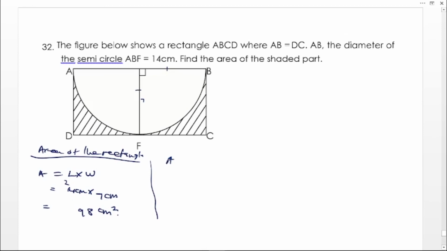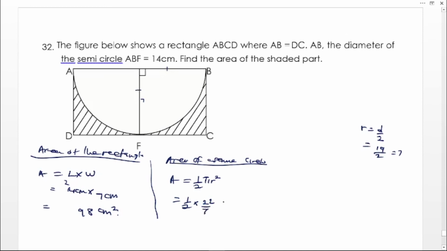After that, we get the area of the semicircle. Area is equal to a half pi r squared. What is our radius? Radius is equal to diameter divided by 2, which is 14 by 2, which is 7. So half times 22 over 7 times 7 times 7 centimeters squared, because it is area. 7 by 7, 1; 1 by 2, 1 by 2, 11. 11 times 7 is 77 centimeters squared.